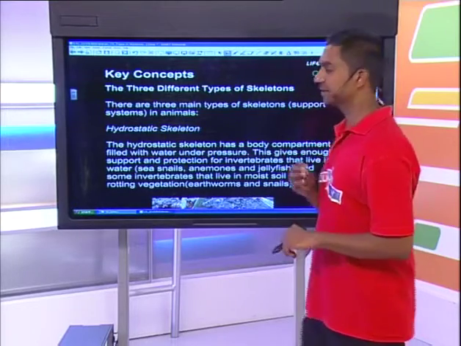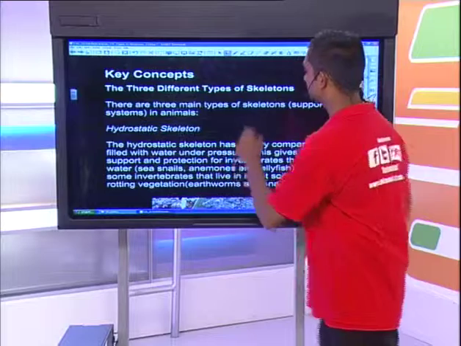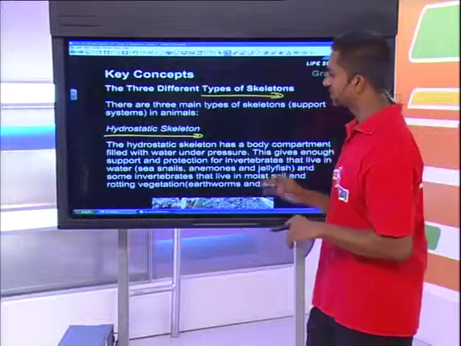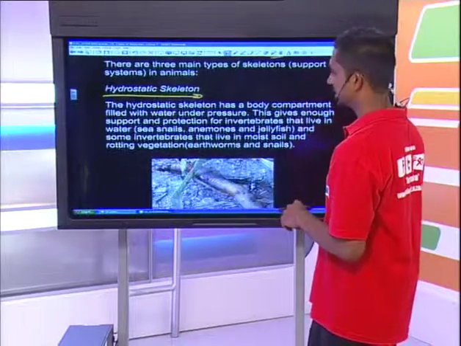So very quickly, in this session, let's look at the different types of skeletons. When we look at the different types of skeletons, there are three different types. We're going to look at some diagrams of them, and then we're going to compare them. So the first type is the hydrostatic skeleton.